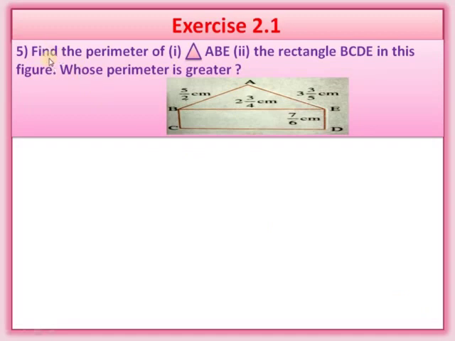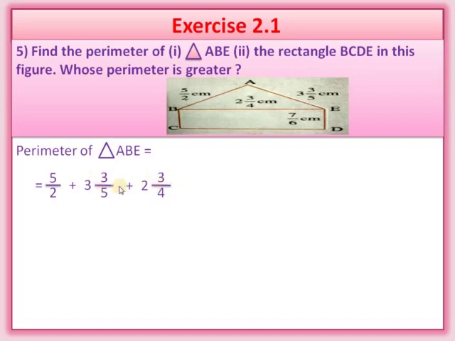Okay, now question number 5. Find the perimeter of the triangle ABE. You can see A, B and E. The rectangle BCDE in this figure, whose perimeter is greater? Okay. You can see how to find the perimeter of the given triangle ABE: AB plus BE plus AE. So here you can see the perimeter of the triangle ABE is equal to 5 upon 2 plus 2 integer 3 upon 4 plus 3 integer 3 upon 5. Okay, you can see here, first we are going to make the denominators the same.